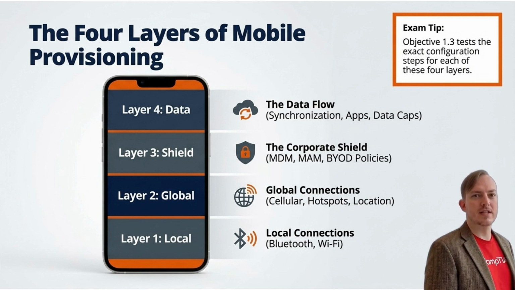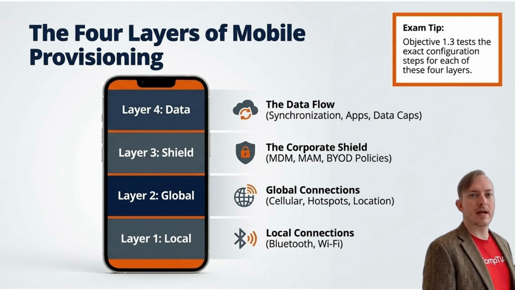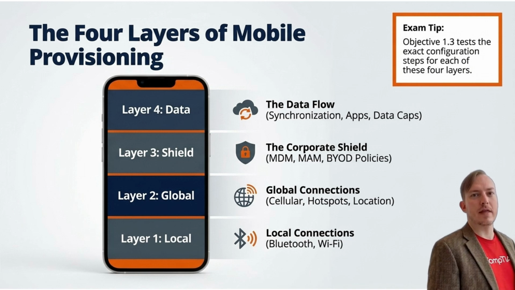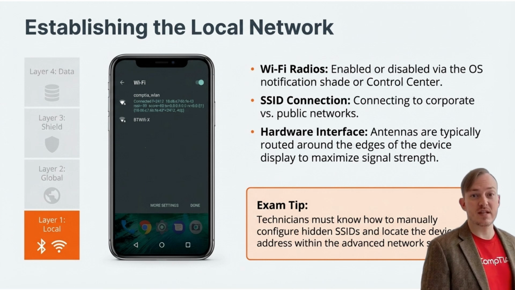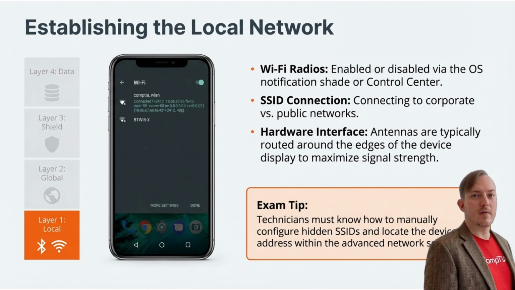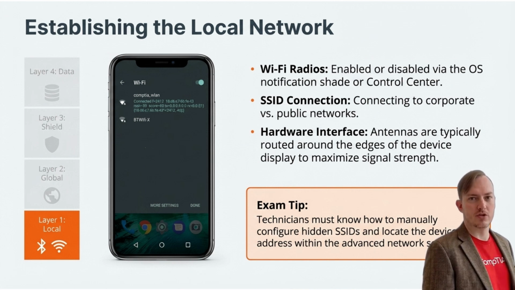Here is a major exam tip for you. Objective 1.3 tests your knowledge on the exact configuration steps for each of these 4 layers, so pay close attention to the setup processes. We start at layer 1, establishing the local network. Wi-Fi radios can easily be enabled or disabled directly via the OS notification shade or control center.